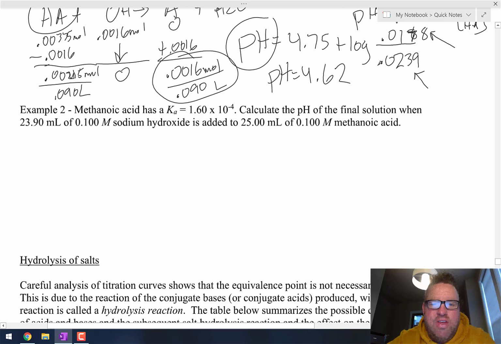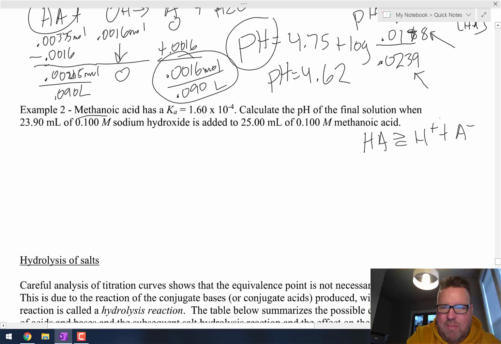All right, let's look at this one here. Very similar. Again, who cares what methanoic acid is? It's still a weak acid with H plus and A minus. Same idea as before, so I'm going to do this one a little quicker. 0.025 times 0.1 means I have 0.0025 moles of this. And 0.1 times 0.0239 equals 0.00239 moles of this. There's less of this one.